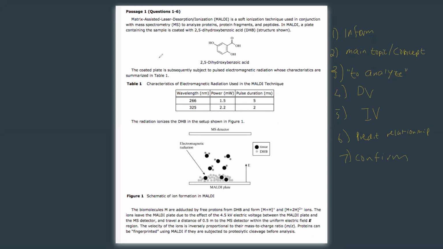We're going to go together paragraph by paragraph, talk through things, and see what we get. I'll let you take charge. I'll read and you tell me what's important from each paragraph. So the first paragraph: MALDI is a soft ionization technique used in conjunction with mass spectrometry to analyze proteins, protein fragments, and peptides. In MALDI, a protein-containing sample is coated with DHB, a structure shown below, and the coated plate is subsequently subjected to a pulse of electromagnetic radiation, whose characteristics are summarized in the table below.